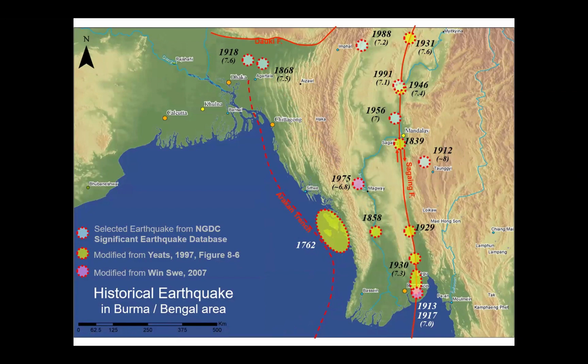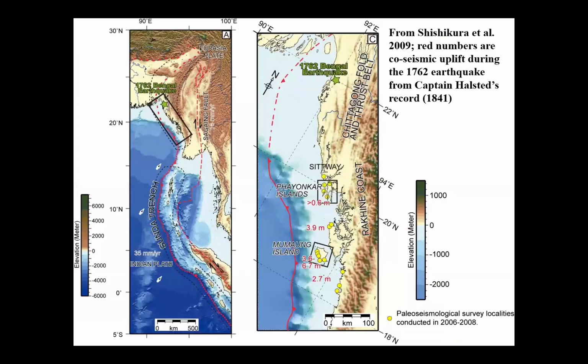And because it's in the 18th century, quite some time ago, there is still quite some debate about this earthquake. For example, one of our collaborators from Japan, Shishikura-san, believes that this earthquake broke pretty much the entire Arakan megathrust with a magnitude between 8.5 and 8.8. This is actually based on some historical documents.